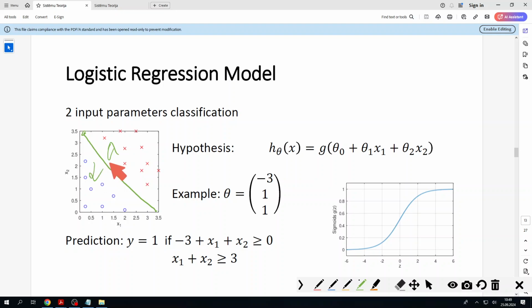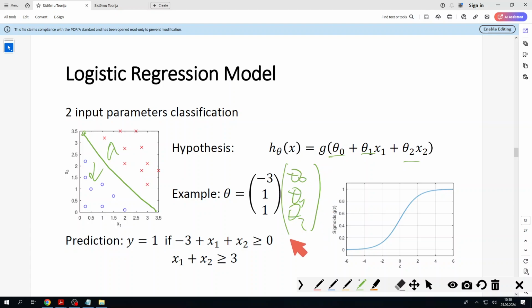So mathematically, again, we need to construct the line with correct parameters, theta 0, theta 1, and theta 2, and then find the solution. So at this point, we can say that theta 0 is -3, theta 1 is +1, and theta 2 is also +1. So this is theta 0, this is theta 1, and this is theta 2.